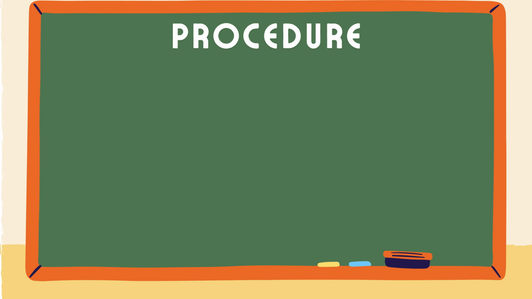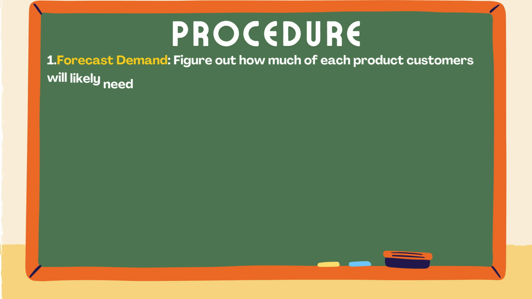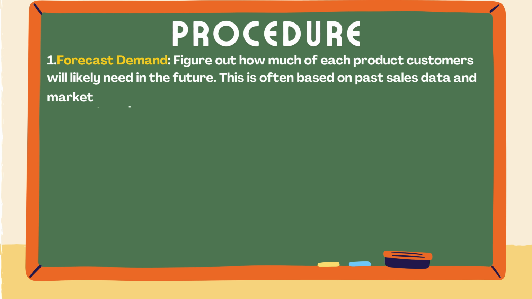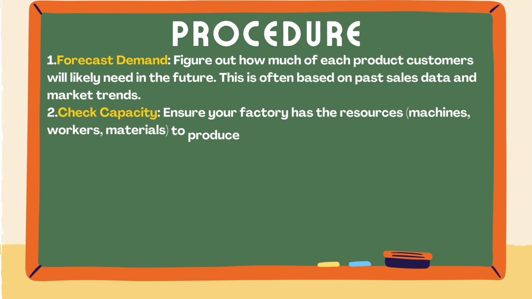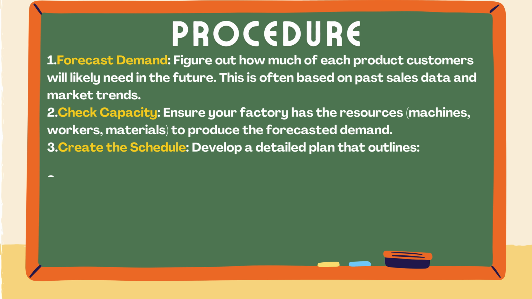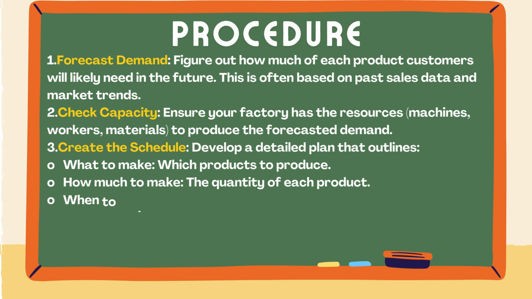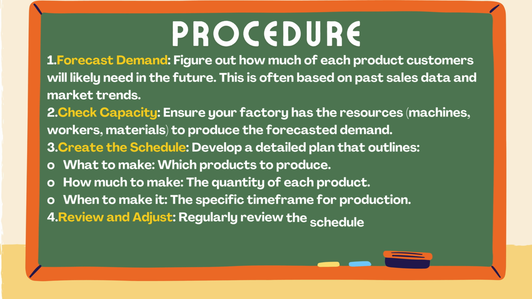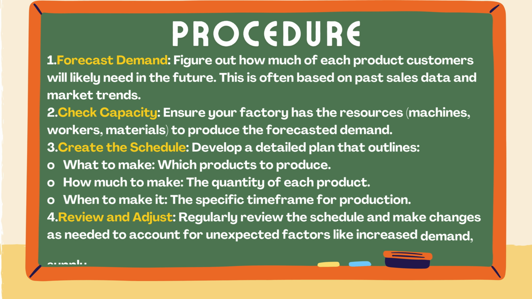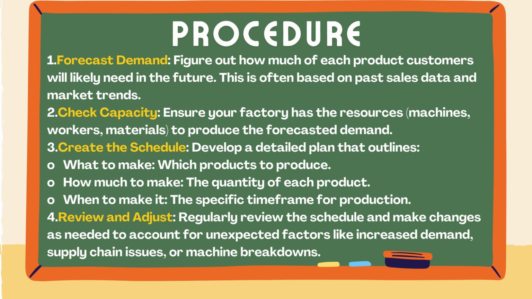Let's talk about the procedure of MPS. 1. Forecast demand. Figure out how much of each product customers will likely need in the future. This is often based on past sales data and market trends. 2. Check capacity. Ensure your factory has the resources, like machines, workers, and materials, to produce the forecasted demand.